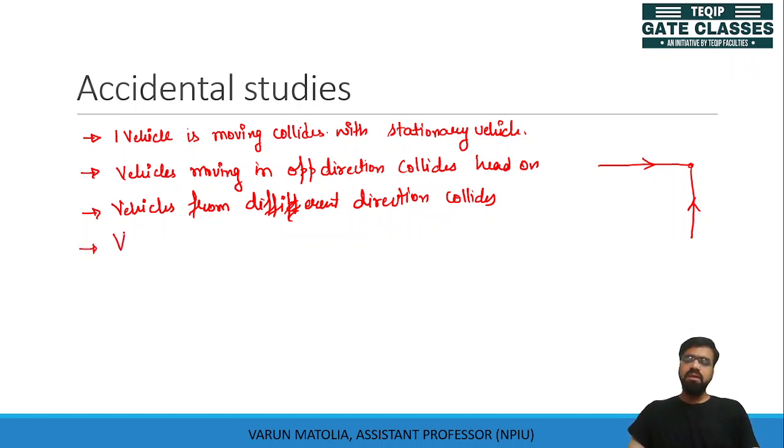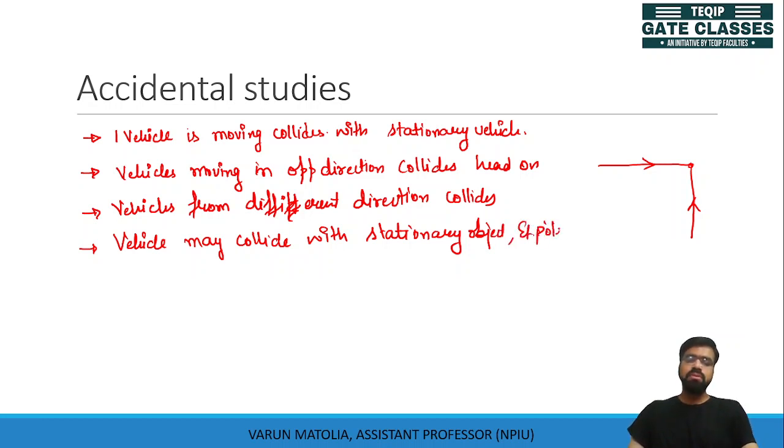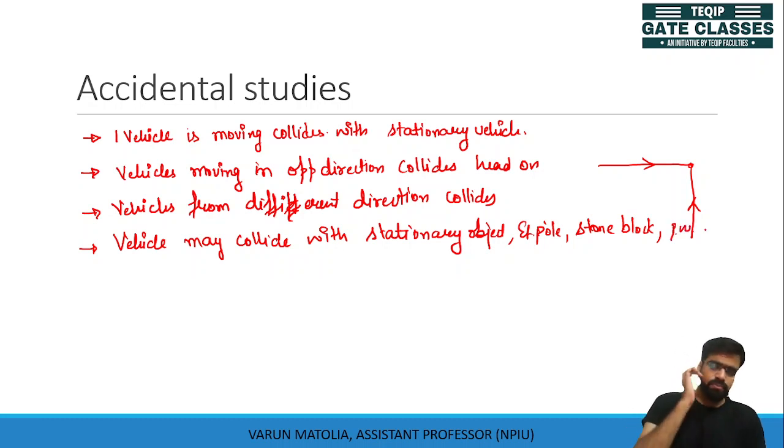And finally, a vehicle may collide with a stationary object, like a pole, electricity pole, your stone block, your parapet wall, etc. So there are these various conditions in which accidents may occur.